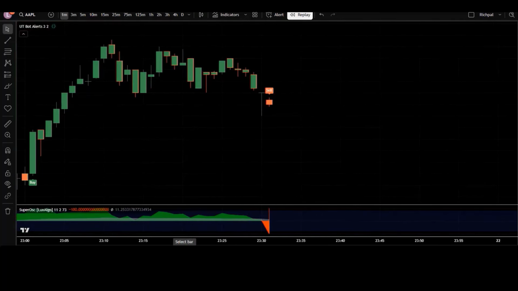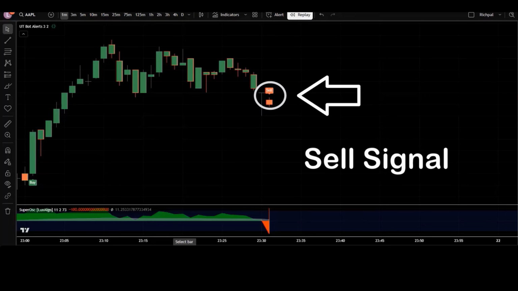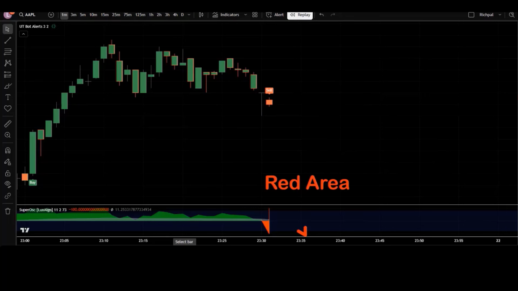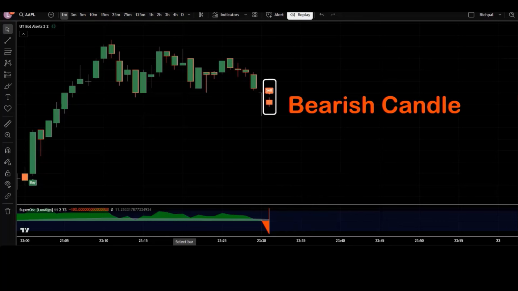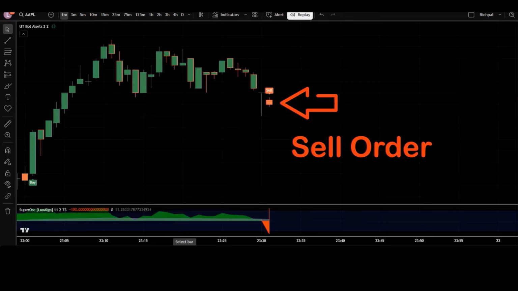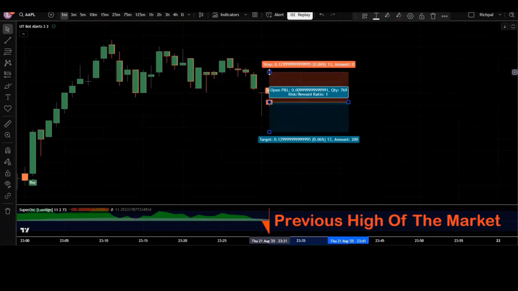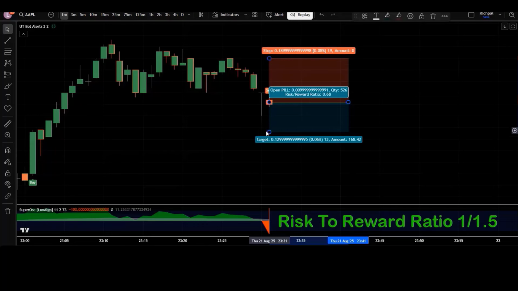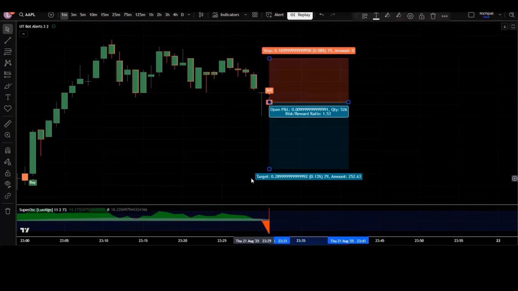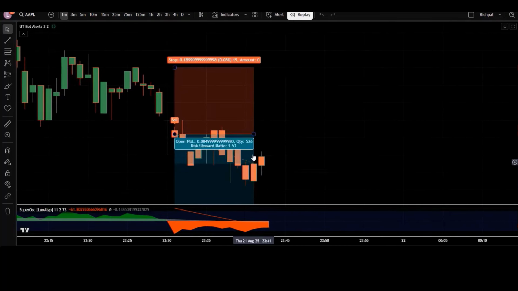Here the UT Bot Alerts indicator gives us a sell signal. The Super Oscillator indicator shows a red area color. The market forms a bearish candle. If this condition is fulfilled, then we will place a sell order. Our stop loss is the previous high of the market, and the risk to reward ratio will be 1:1.5. Let's see what happens to our trade.